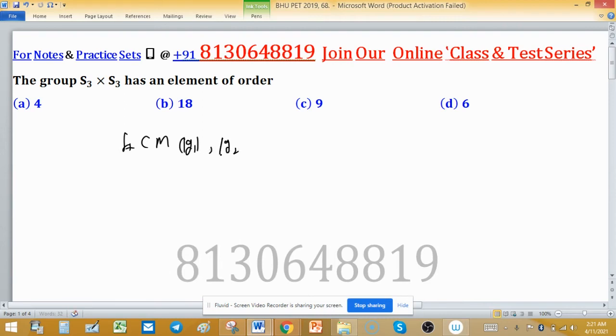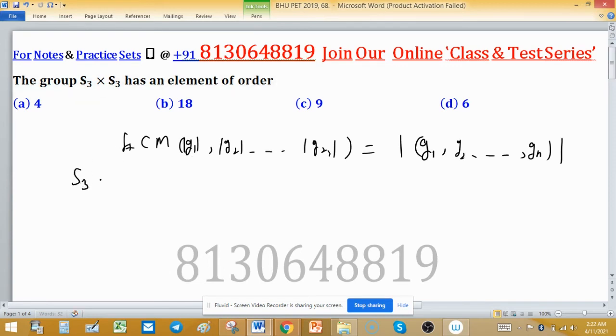The order of an element (G1, G2, and so on up to Gn) is the LCM of the individual orders of the components. We know that S3 has elements of order 1, 2, 3.